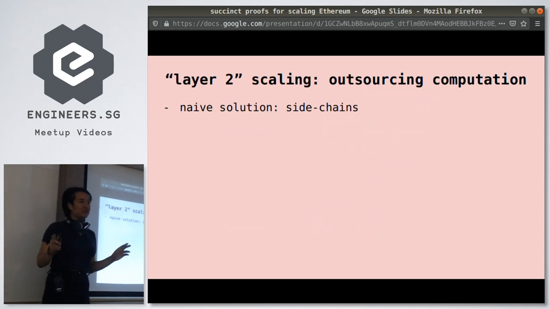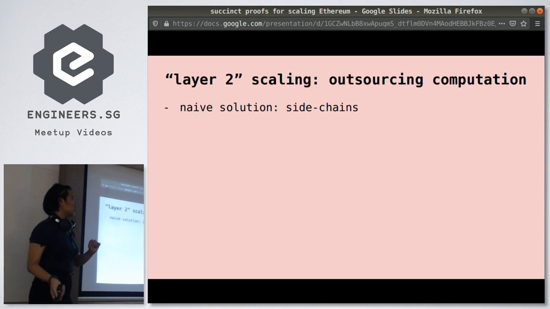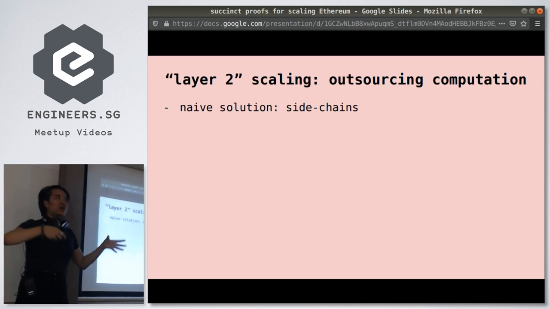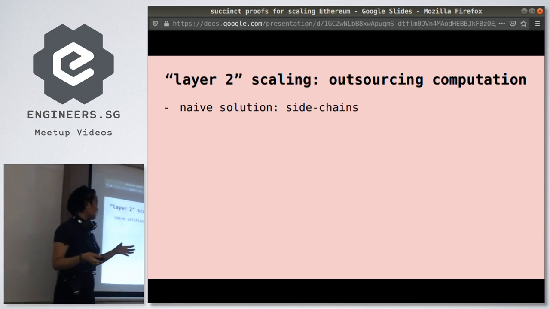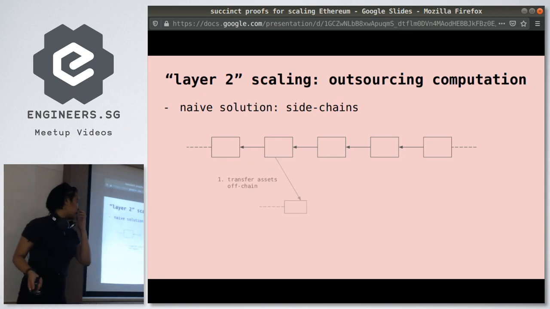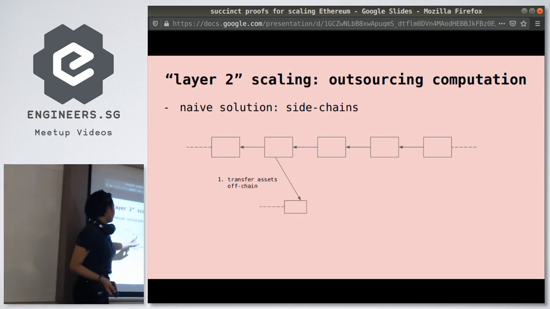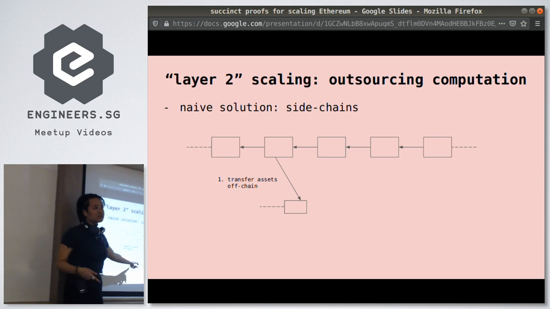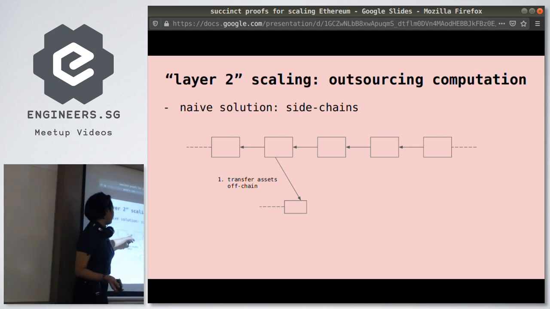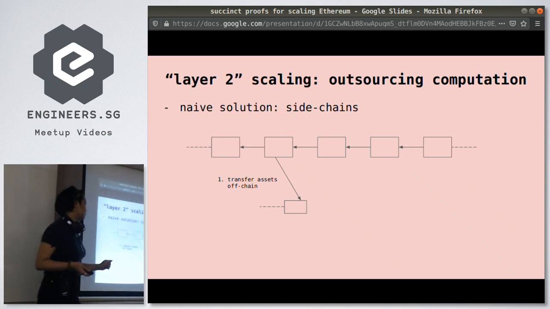So who here has heard of this concept of layer two scaling? Right, so layer two scaling is a different approach than layer one because what it tries to do is take computation off the blockchain, onto a second layer, a higher layer. Naively, you can think of it like a side chain. So this is your main, say, Bitcoin blockchain, and with one transaction, you transfer an asset to a side chain. For example, you trust some moderator to run their own private blockchain, and you trust them to recognize this transfer onto their chain.